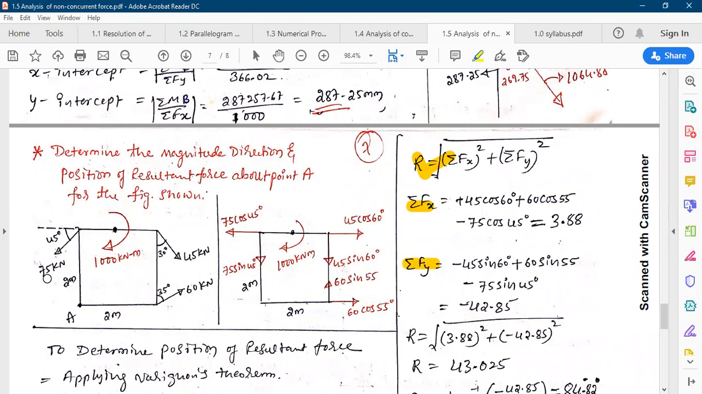So now let us look into the forces. How many forces are there? Forces of 75 kilonewton, 45 kilonewton, and 60 kilonewton. These are the three forces which are inclined at some angles, either with the x axis or with the y axis. Now let us try to resolve all these three forces. Look at the x axis. This is the x line, the horizontal line. With this, the 75 kilonewton force is making a 45-degree inclination with respect to the x axis.